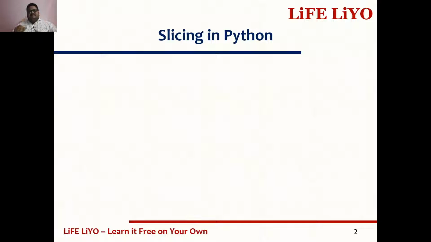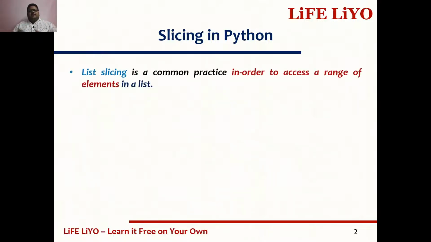In the same way in Python, list slicing is nothing but a process of accessing a range of elements from a list. That is, out of the entire list we can access a piece of that list. If you have 100 elements, we can access some 3-4 consecutive elements. If you have 1000 elements, we can access some 50. That is called list slicing, accessing a range of elements in a list.